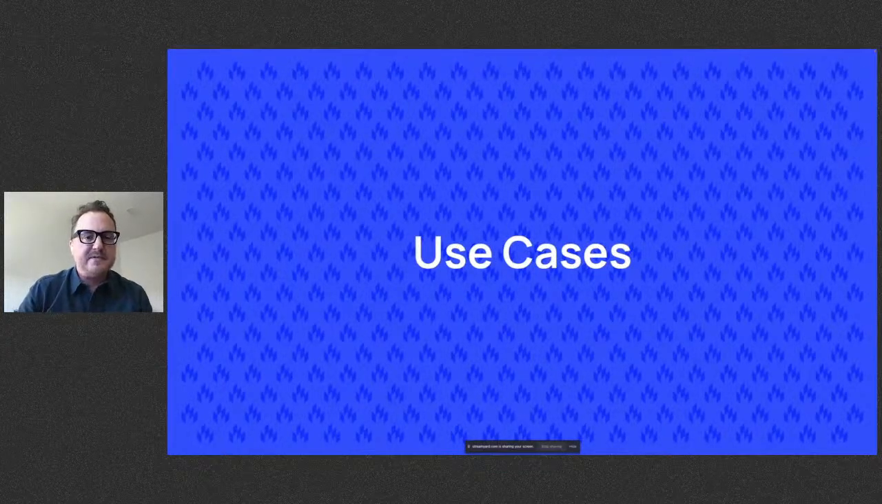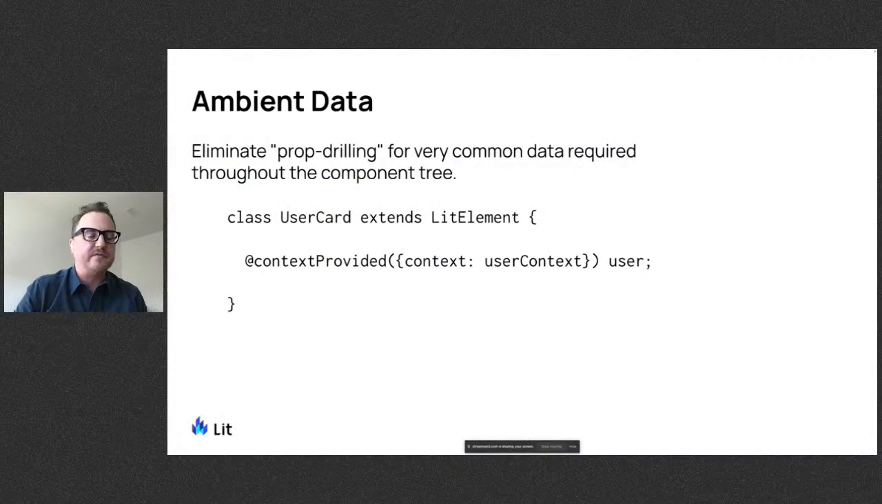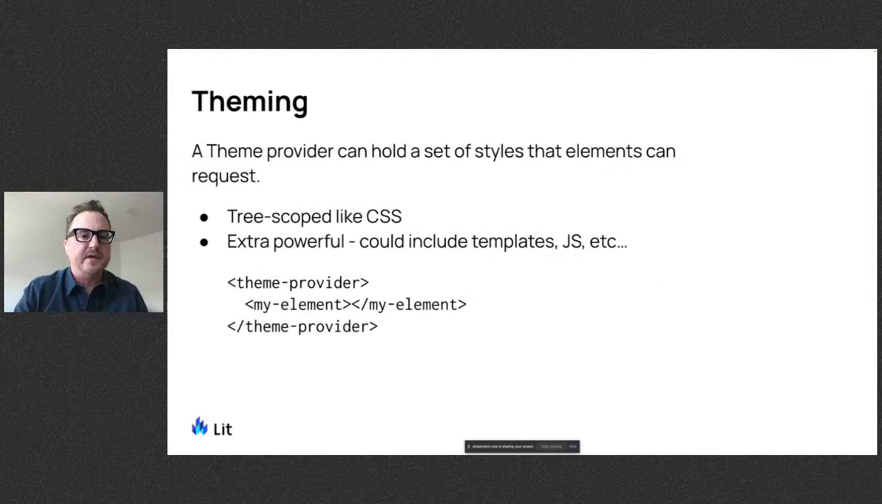All right, let's talk about some use cases here. You can do some very interesting things with context. So the first is basically what I showed you, kind of ambient data. So using context allows you to eliminate what is often called prop drilling, which is having to set these data bindings up all the way down through your tree. And so if you have some very, very commonly needed data, like a user that's logged in, you can have a user context and then just get that in any component that needs it.